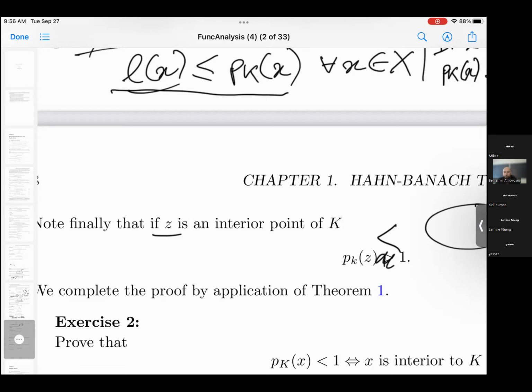However, conversely, if pk of x is less than 1, then x is interior to k. This is not direct.